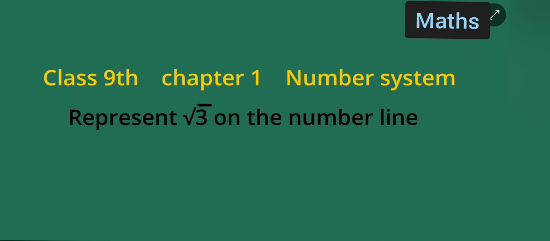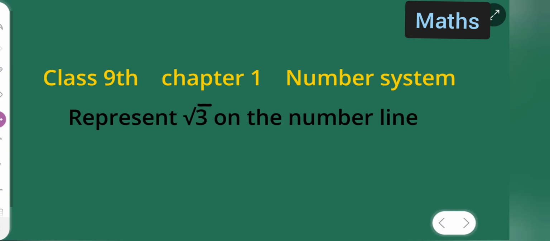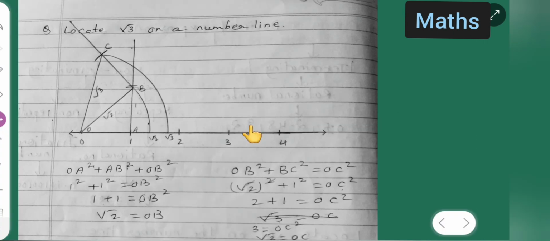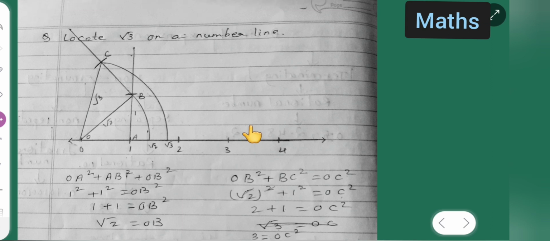This is class 9 chapter 1, number system. I'm going to teach you all the representation of root 3 on the number line, or you can say locate root 3 on the number line. Now let me start with it. But before giving you the representation diagram of how to do it, let me give you this.